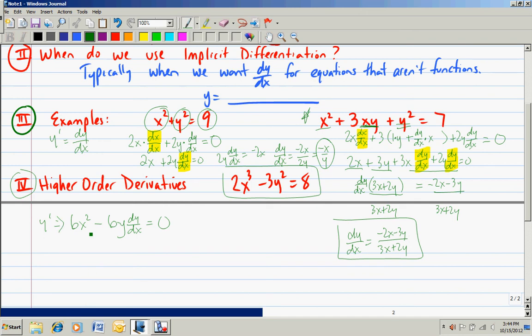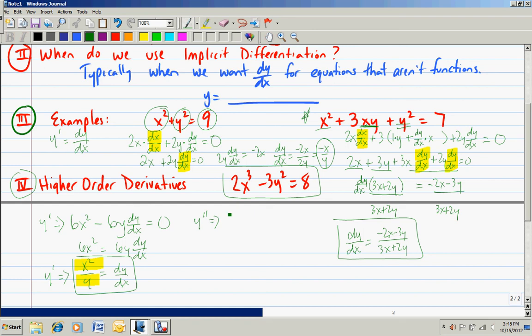Alright, so what I get here is 6x squared equals 6y dy/dx. If I divide both sides by 6y, I get x squared over y equals dy/dx. This is y prime. Well, if I want the second derivative of this, essentially I want the derivative of the derivative. So to do that, I'll actually have to take the derivative of what I have here, x squared over y.